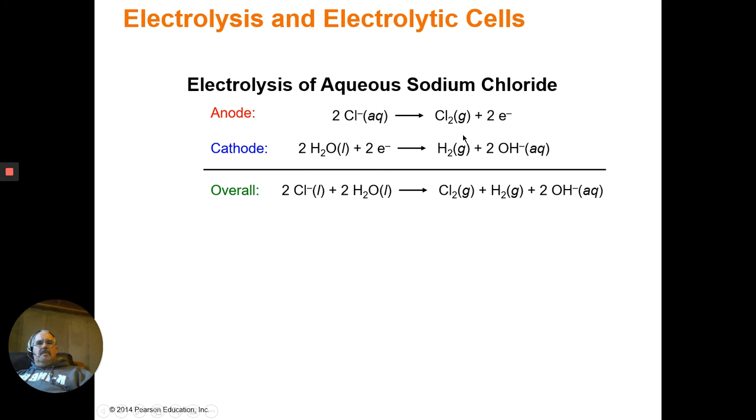Chlorine is also used in plastics, such as polyvinyl chloride, and a number of other applications. The byproduct of this is sodium hydroxide, which they also sell.